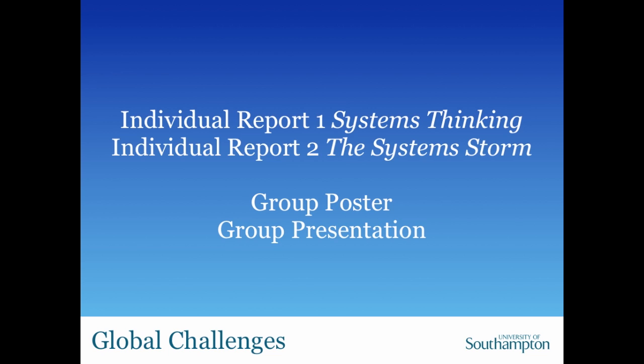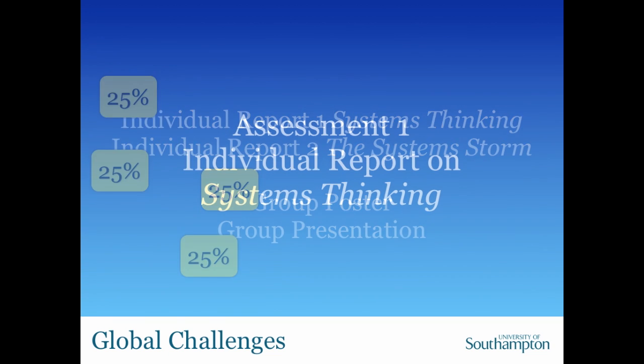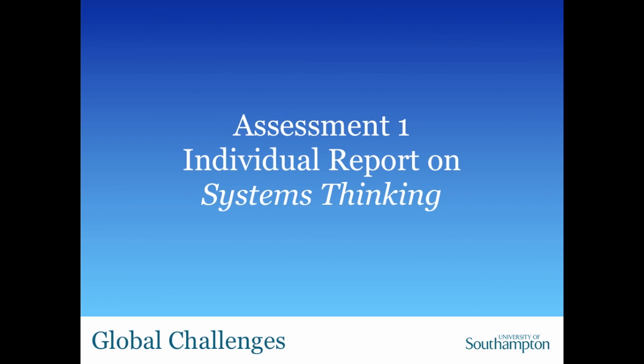So, just to recap, there will be four assessments. Two of those will be individual pieces of work. The other two will be group pieces of work. And they're all weighted equally. So there's 25% of the total course mark available for each of those four bits of work. So rather than one big assessment, we've got four smaller assessments.